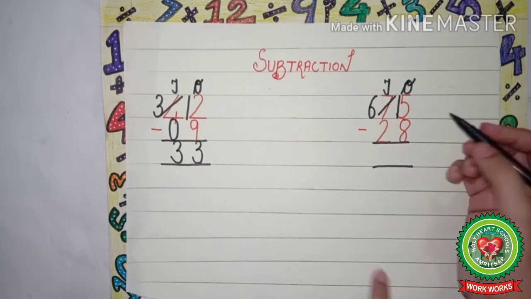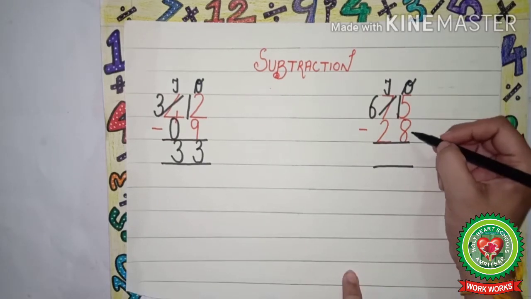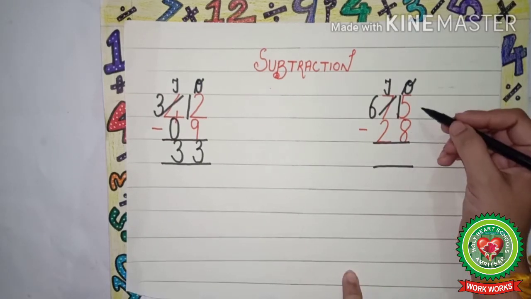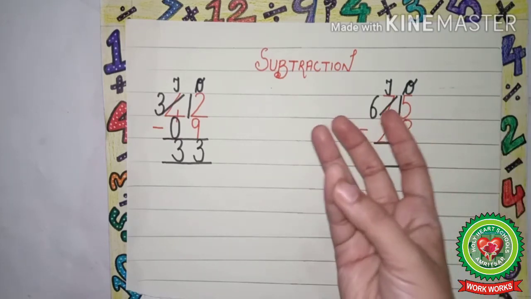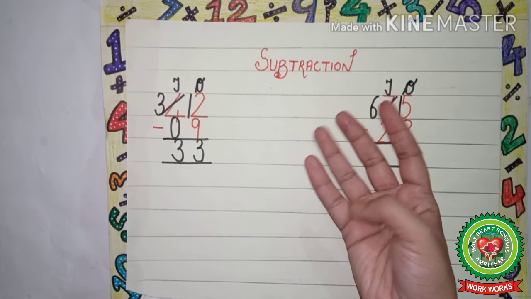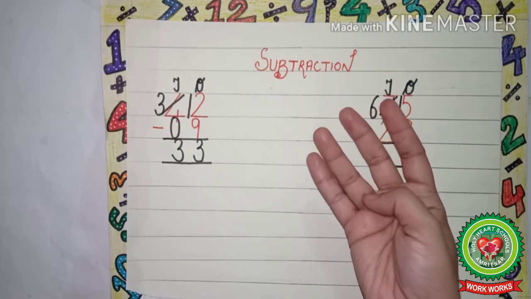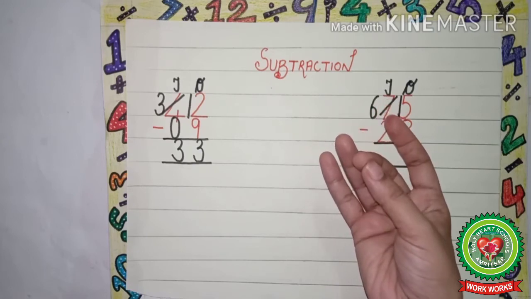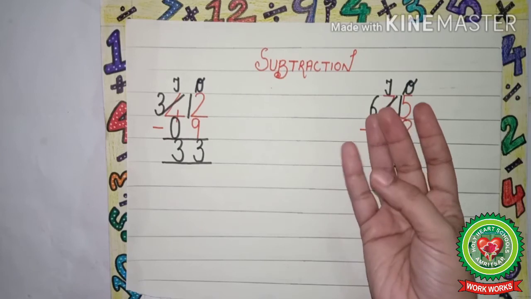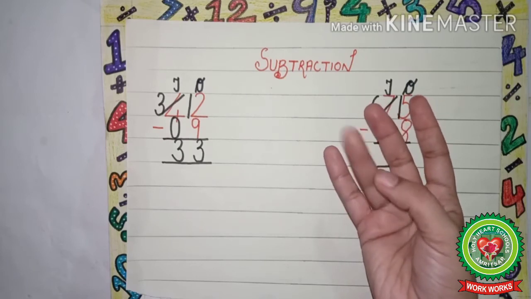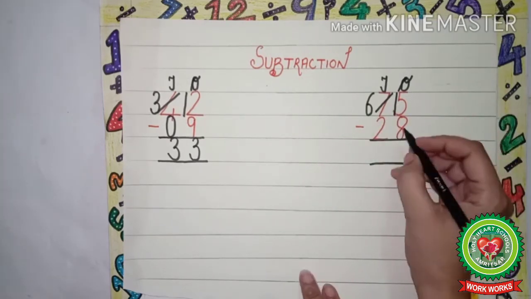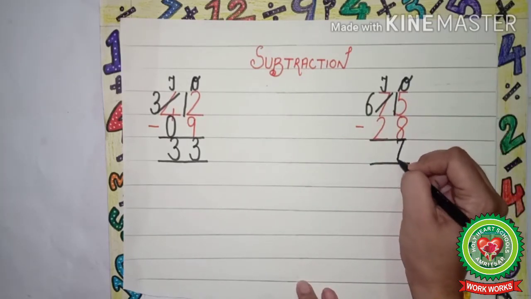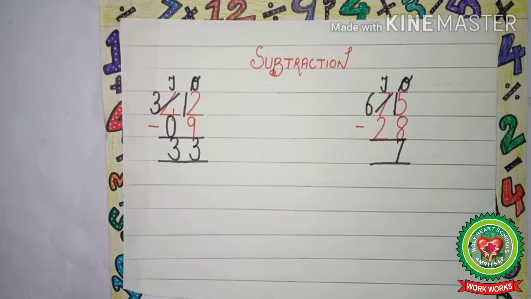Okay. Now we will start counting from 8 and stop at 15. Now what comes after 8? 9, 10, 11, 12, 13, 14, 15. So how many steps are there? 1, 2, 3, 4, 5, 6 and 7. So 15 minus 8, the answer is 7.